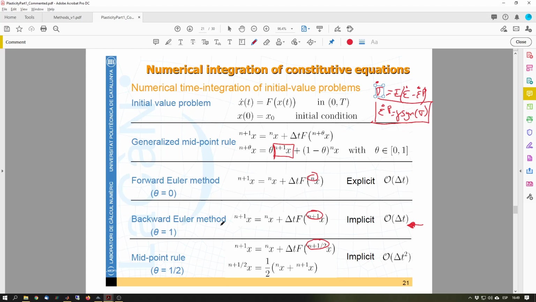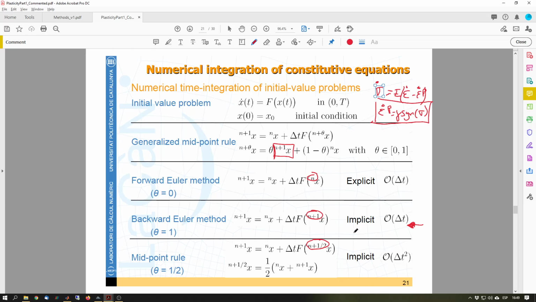So the backward Euler method provides at least unconditional stability, and it is first order, which is good enough for most applications. We don't need to go for the midpoint rule, which is a little more complicated because we have this evaluation at the midpoint of f, and our derivatives will be a little more complicated. With this first order, it's good enough for most applications. We don't need to go to the second order.